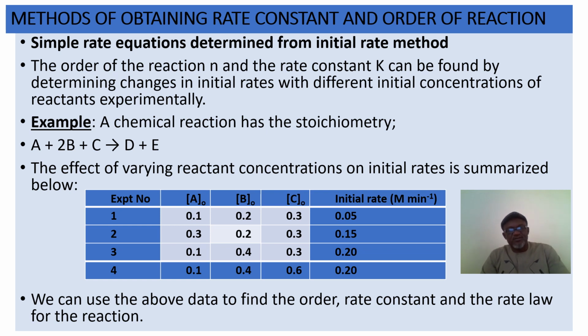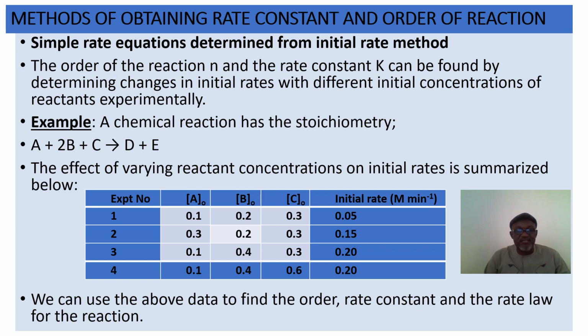The first one we're going to look at is simple rate equations determined from the initial rate method. The order of reaction n and rate constant k can be found by determining changes in initial rates with different initial conditions of reactants experimentally.